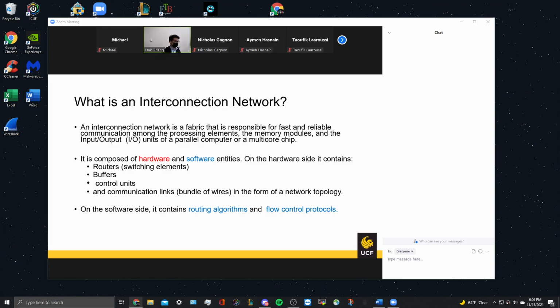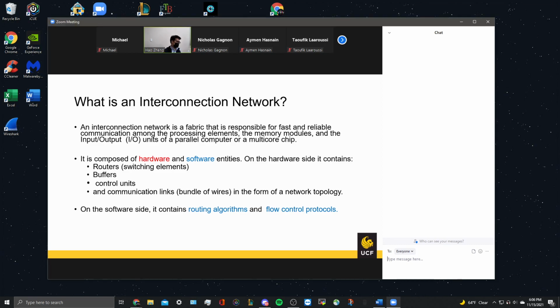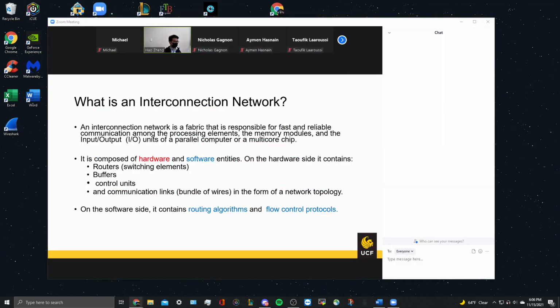So just imagine that if you are connected to the Wi-Fi, which is supported by what? A router at home. Same thing for the on-chip communication fabrics. We also need some routers or switching elements to process or regulate the communication traffic. And we have buffers to store these packets. And definitely we have to implement some control logic, and some communication links, a bundle of wires somehow.